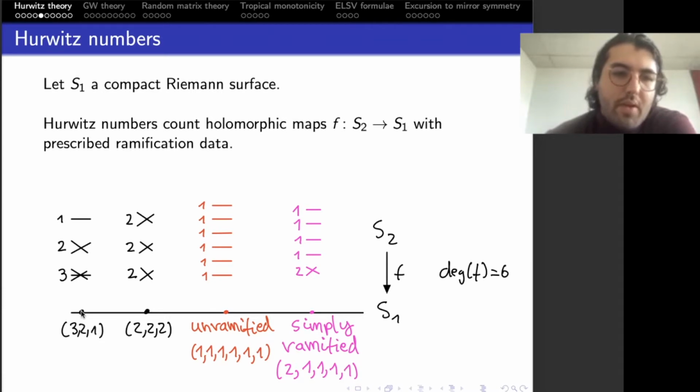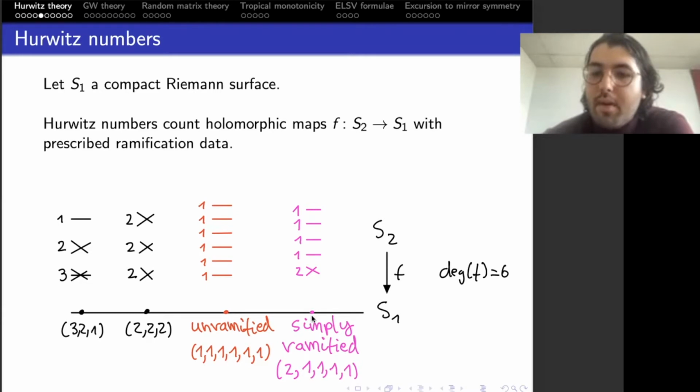So here I have this point, for example, where I fix that the map has to have ramification profile 3, 2, 1. And indeed, in this picture, I have one point which has local degree 3, local degree 2, and local degree 1. The same for 2, 2, 2. And we see that all of those, 3, 2, 1 and 2, 2, 2, are indeed partitions of 6. Now here for this point, for example, I fix that it has to be unramified. So I have 6 pre-images because I have a degree 6 map.